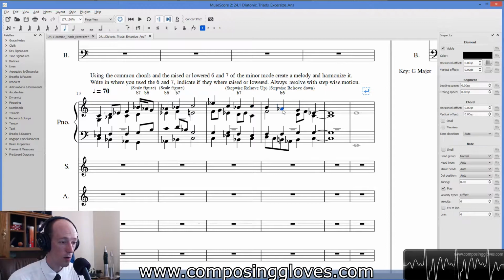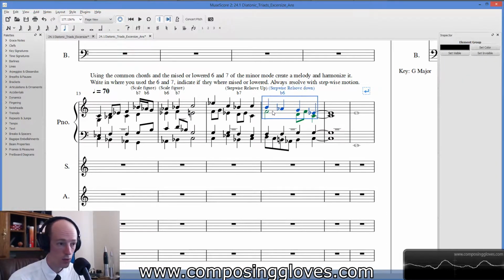So here we went from a lowered 6 to the 5, which is the way a 6 would resolve. It would resolve down, right? According to what we talked about. See, so that was like, oh, we've reached something there. And now we're not quite done there because we have a little movement here and then we're done.